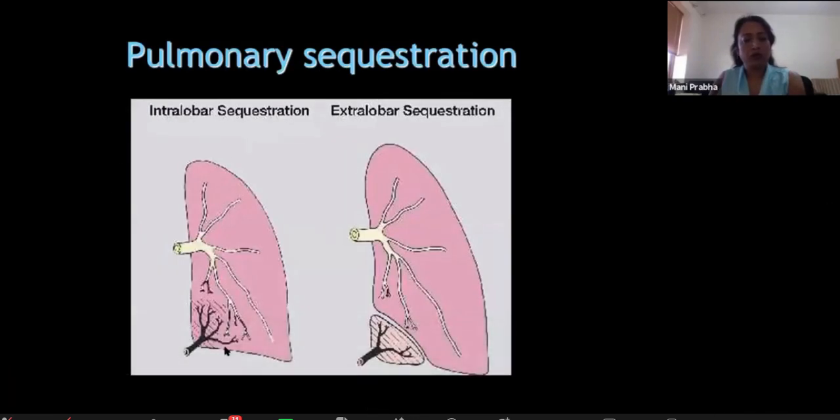And yes, this is a diagrammatic view of intralobar sequestration. Intralobar does not have its own pleura, whereas extralobar has its own pleura, a systemic supply, and the drainage is by azygous or hemiazygous vein. Here the drainage is by the pulmonary veins only.